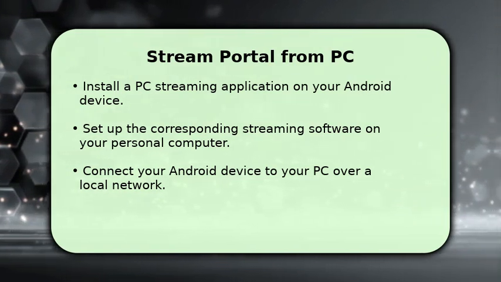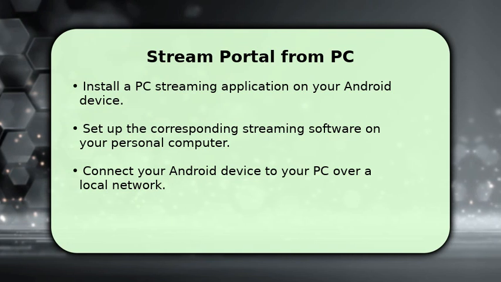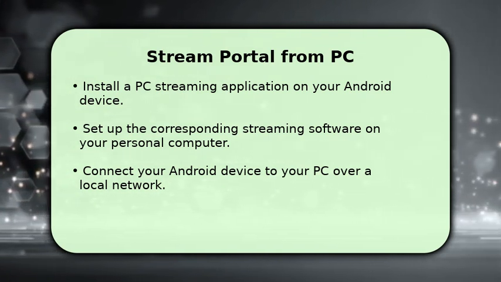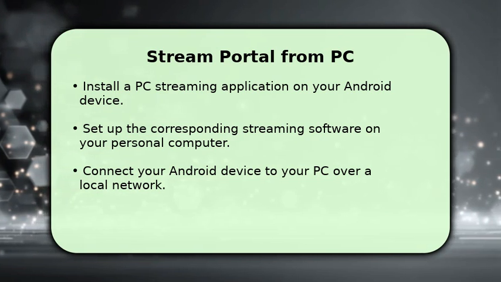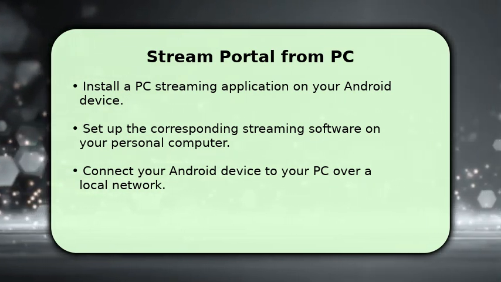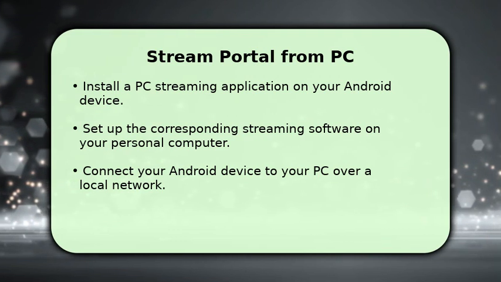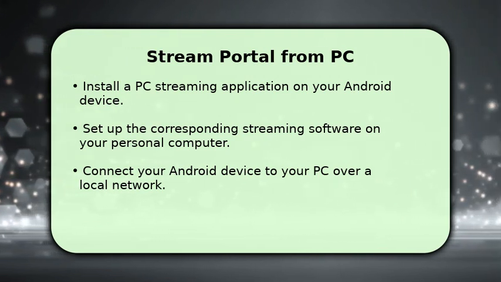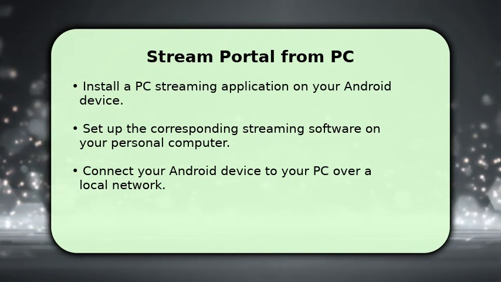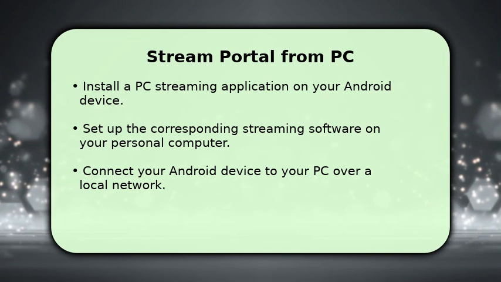If you already own Portal on PC, you can stream it directly to your Android device. This involves installing a streaming application on both your computer and your phone. Your PC will run the game, and the application will send the video and audio to your Android device while relaying your touch or controller inputs back to the computer. A strong local network connection, preferably 5 GHz Wi-Fi, is crucial for minimal latency and a responsive gaming session.